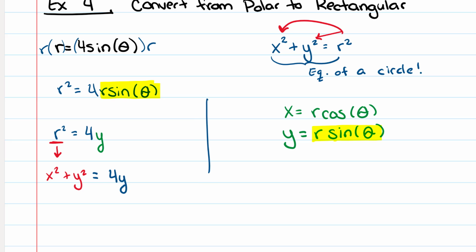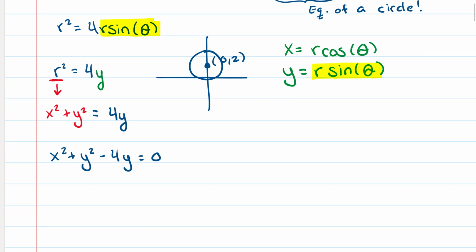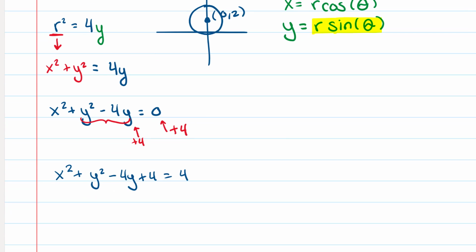In fact, I know it's going to look something like this, with the center being up here at 0, 2. So, in order to do this, we're going to have x squared plus y squared, and I'm going to subtract the 4y from both sides. And at this point, I'm going to have to complete the square on this piece. So I need to add 4 to both sides of my equation. And I get x squared plus y squared minus 4y plus 4 is equal to 4. So this is going to be x squared plus (y minus 2) squared is equal to 4.